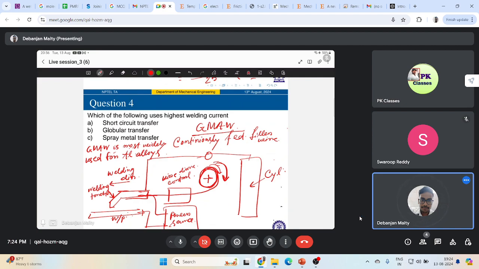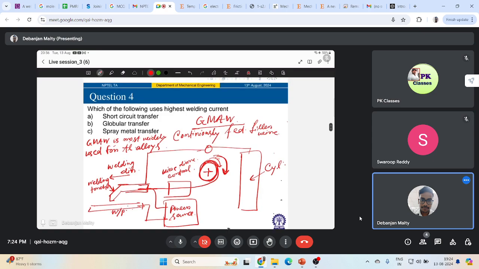Which of the following uses highest welding current? Spray metal transfer. Spray metal transfer occurs with highest welding current, right? So I'm just taking it over here, right? So C is correct option.